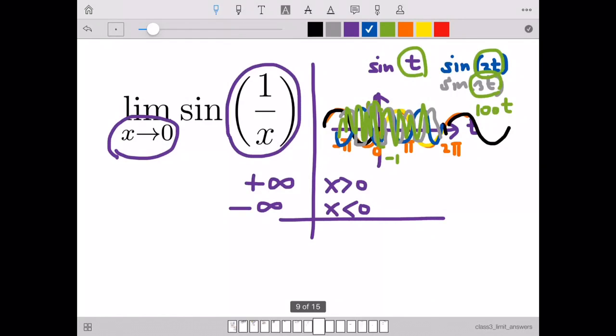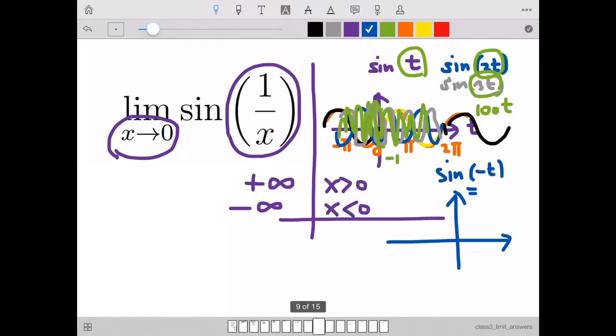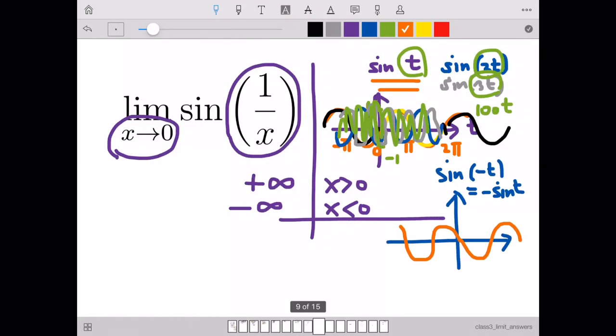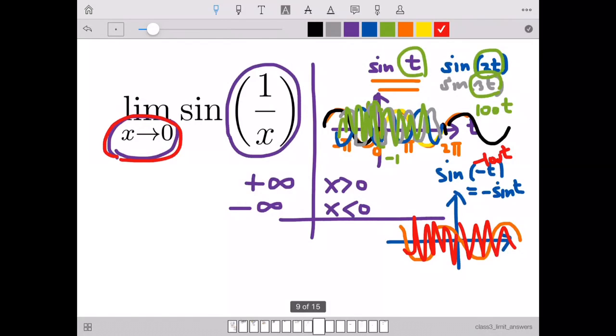So here, if I have sine of minus t, then from your trick, you know that this is minus sine t, right? So my usual graph will get reversed. It will be like this, the opposite of what we had for sine t. And if I increase this to minus 100t, then I will see rapid oscillations here as well. So as x approaches 0, 1 over x goes to plus or minus infinity.